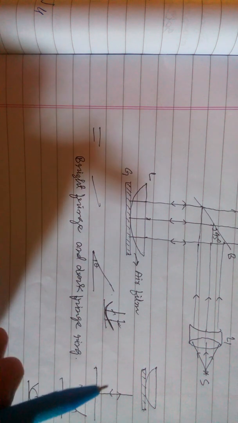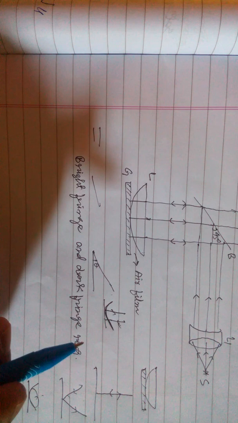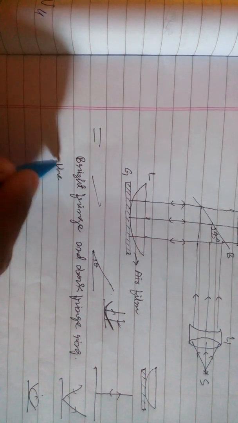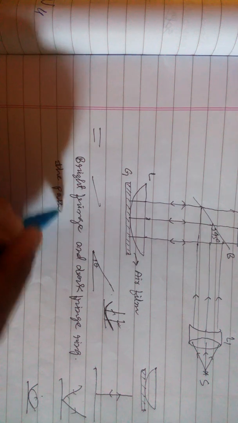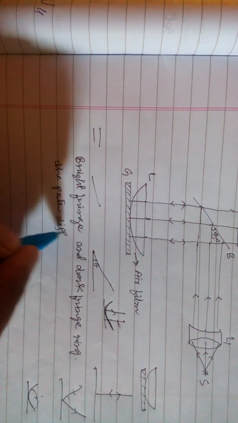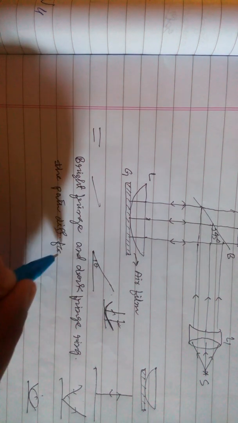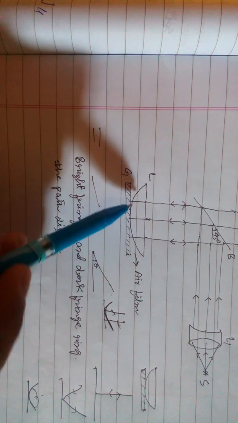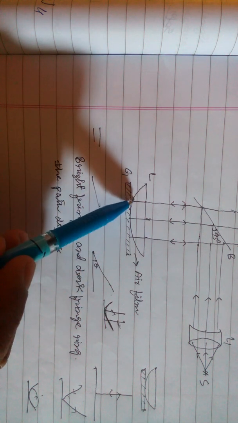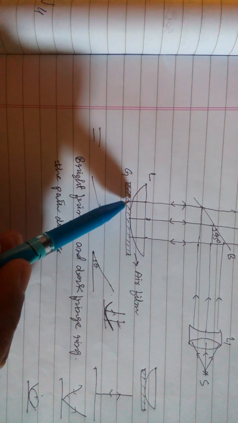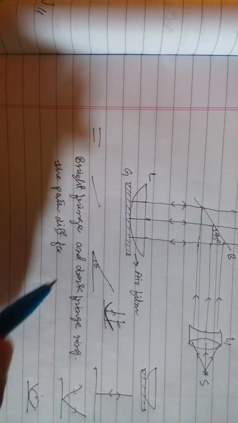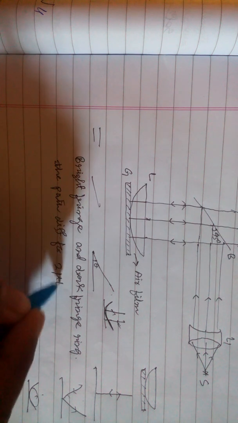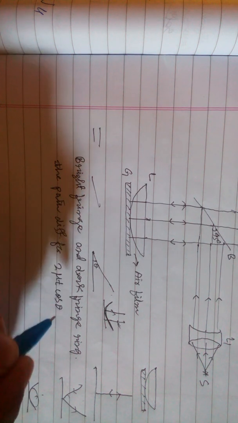For the bright fringe, if we go through the details of thin film interference or wedge shaped thin film interference, we have the path difference for the two rays. One is reflected from the glass-air interface and the other from the air-glass interface. So the path difference is generally 2 mu t cos theta.